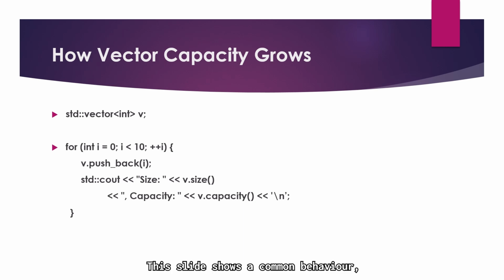This slide shows a common behavior: exponential growth in capacity. When we push elements into a vector in a loop, it does not grow one by one. Instead, it often doubles its capacity to avoid frequent reallocations. In this example, every time we call push_back, we print the size and capacity. You will notice that the capacity jumps even if size increases linearly. This is a deliberate design choice for performance, but it also means you might allocate more memory than needed, hence the value of reserve and shrink to fit.